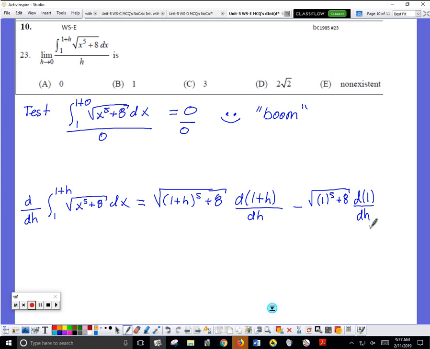Cool. This one's quick. Look, what's d1 over dh? 0. 0 times whatever, that's 0. This one here, remember, they're separate. You can do them separately because they're adding. So derivative of 1 would be 0. dh over dh is 1. This is all 1. So we just end up with square root 1 plus h to the 5th plus 8.